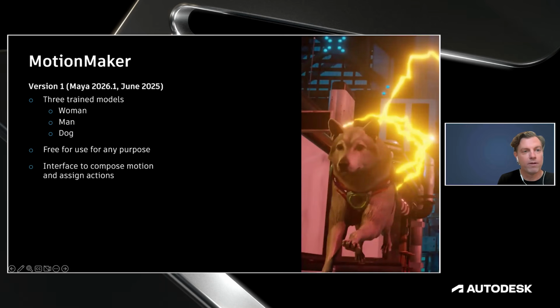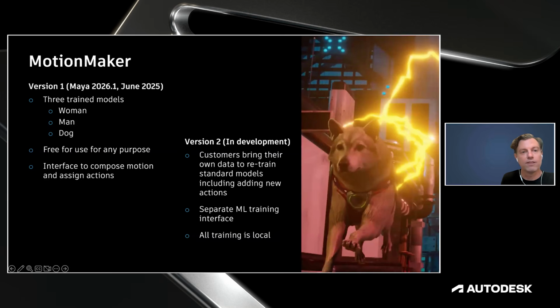And so let's talk a little bit more about what was released. We released three trained models. We have a biped, and within the biped, you have a female and a male style, and then we have a quadruped. So we have our trained dog character. And this is free for anyone to use those characters for any purpose. Autodesk is trying to be very careful about AI and data. So we have the rights to that data, and so we're giving that away. And then you have your interface to compose the motion and actions.